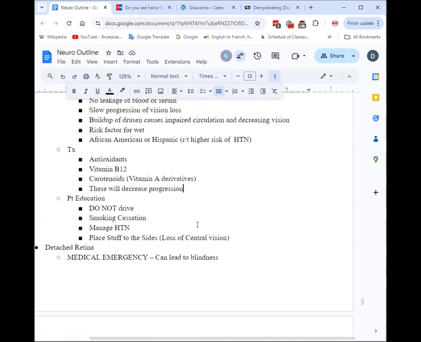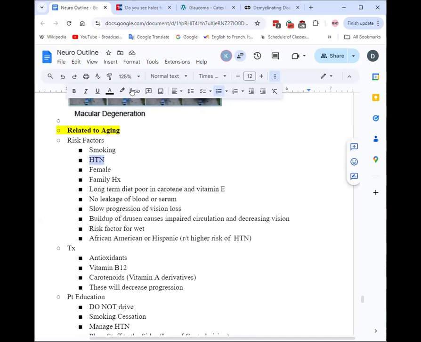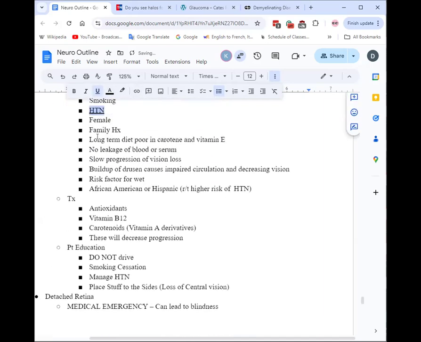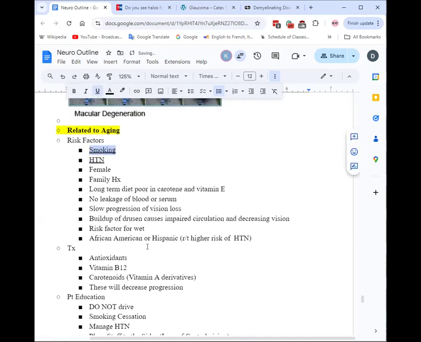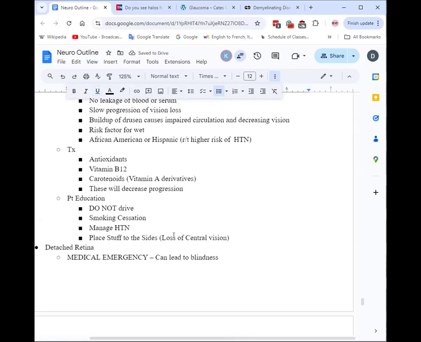Stop smoking. Manage your hypertension. That's one of your main risk factors. Well, these are your two main risk factors. Place stuff to the side.